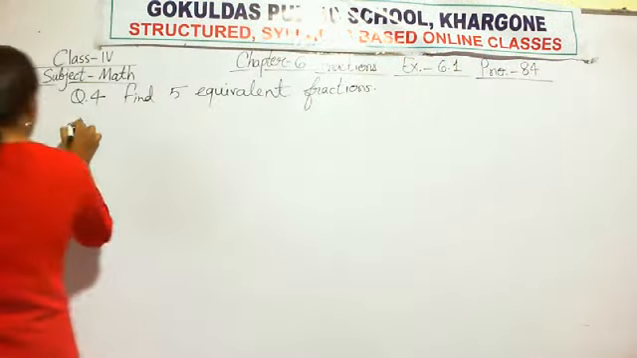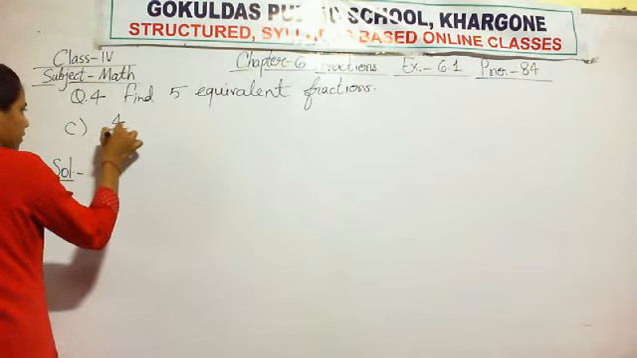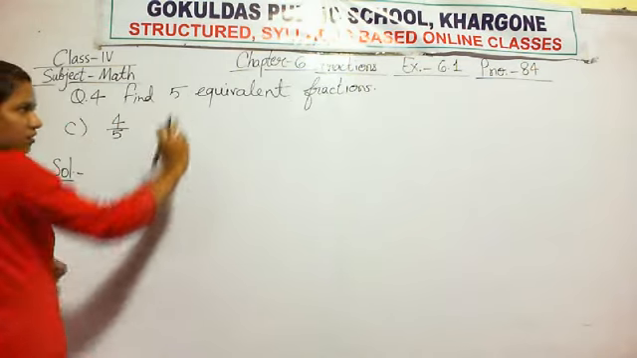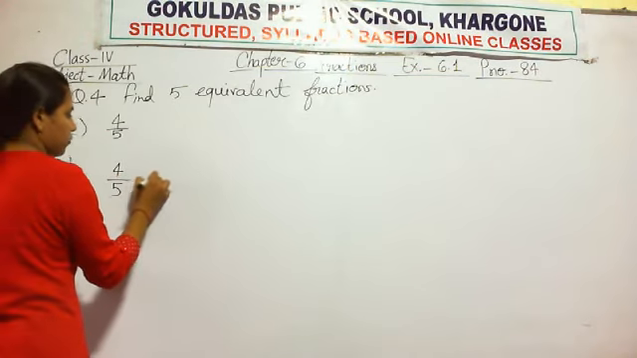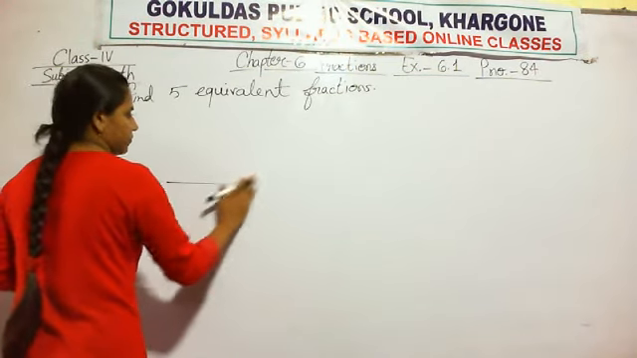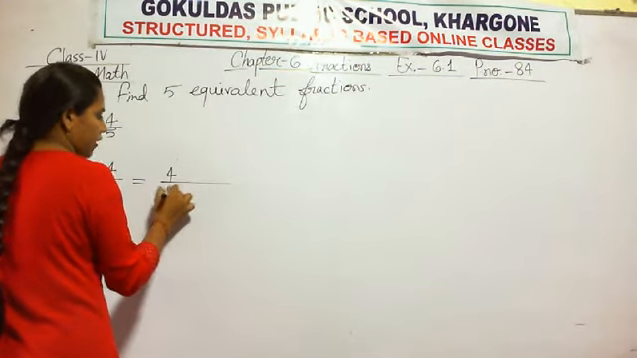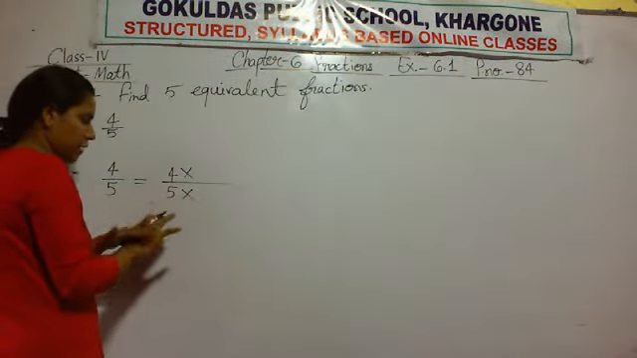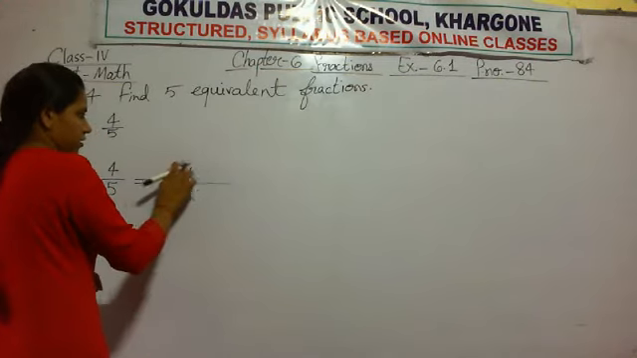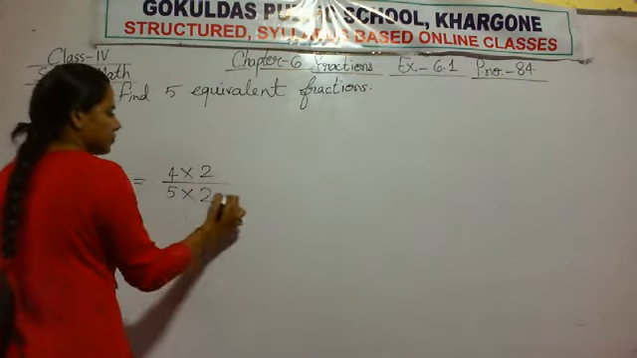The given fraction is 4 upon 5. You want to write 5 equivalent fractions. You can multiply by any number in the numerator and denominator. So I am taking 2.